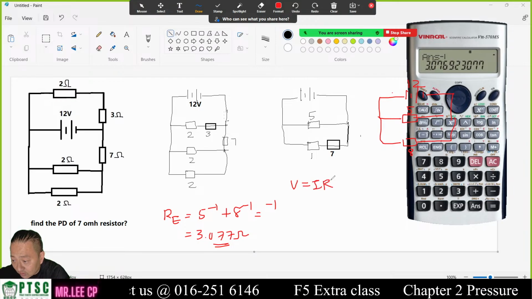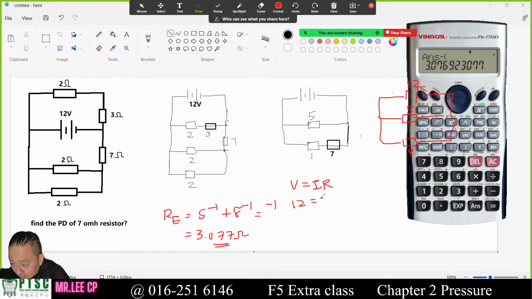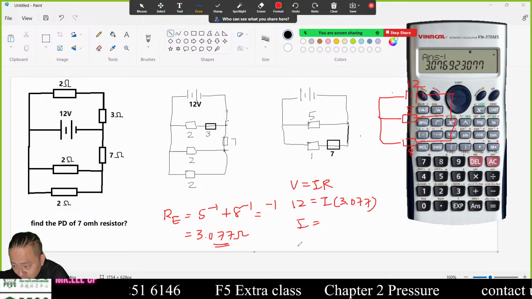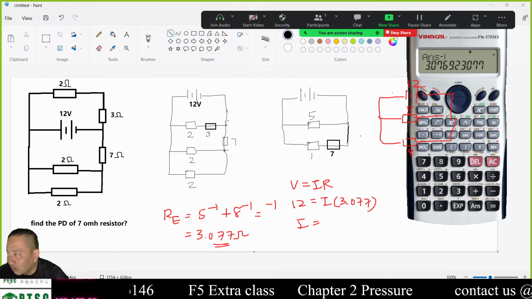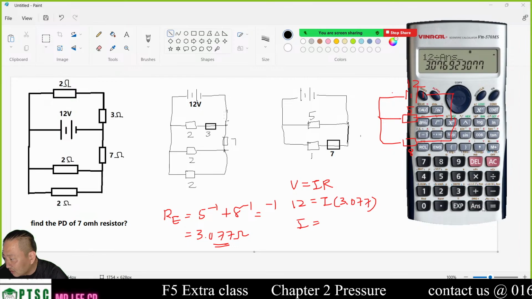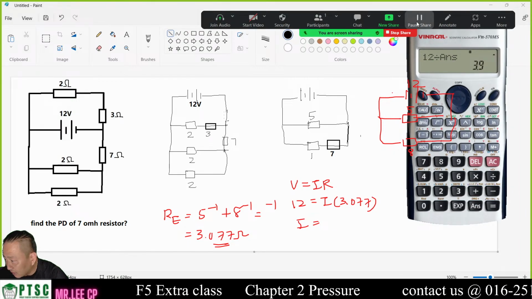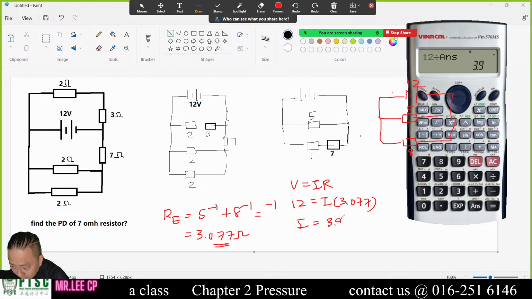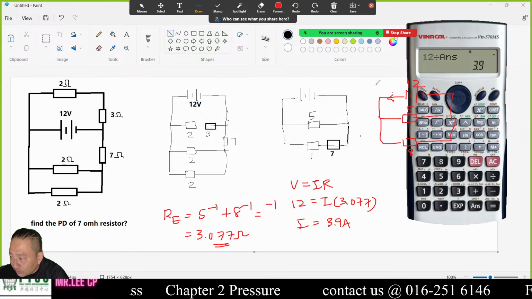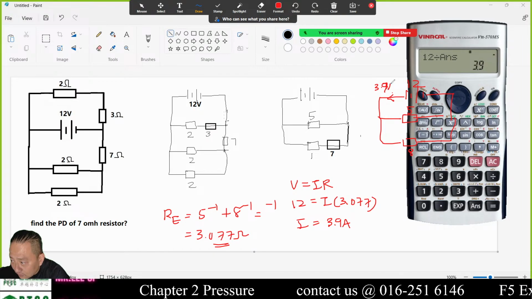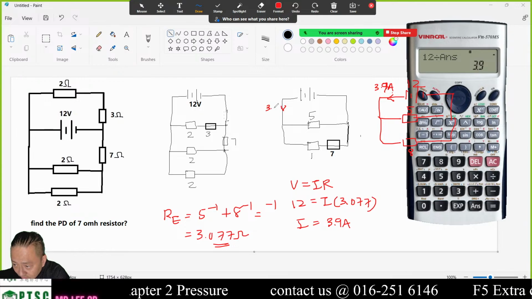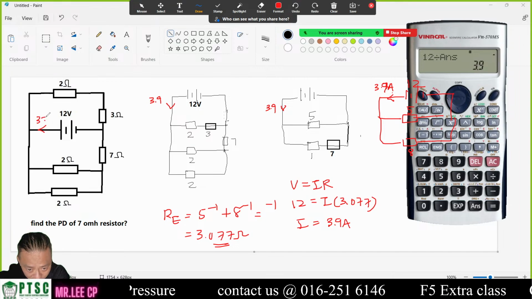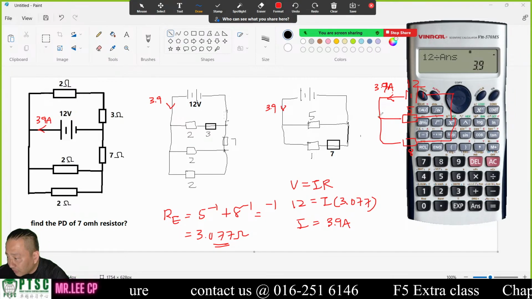Okay, after that you find the current. V is equal to IR. V is 12. I don't know. R is 3.077. So I is 12 divided by answer. You get 3.9. 3.9 comes to here, and breaks into 2.